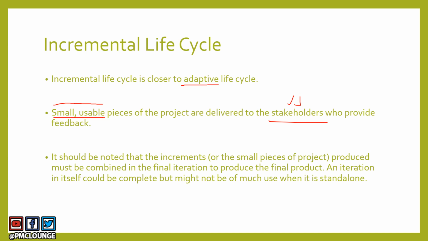Now here it should be noted that these increments must be combined in the final iteration, because unless these increments are combined, you will not be able to produce the final product of your project. An iteration in itself could be complete but might not be of much use when it is standalone. What do we mean by this last line? Let's take a look at the next slide and you'll be able to understand it.